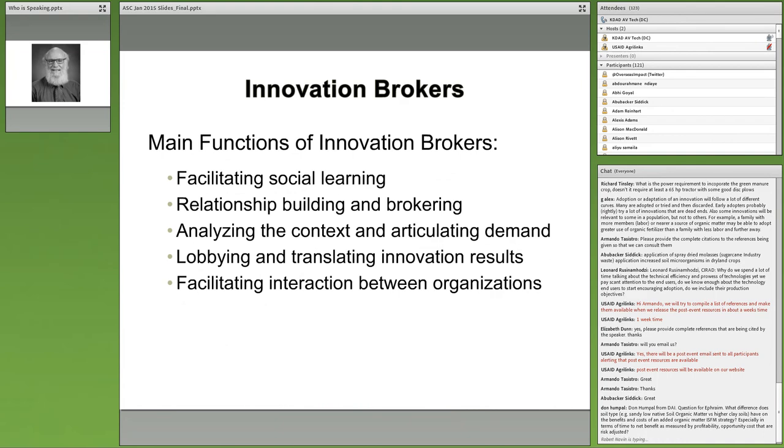Innovation brokers are needed to catalyze the process of innovation. A broker is an individual or an organization with a neutral role in the system who fosters collaboration. Innovation brokers are needed to listen, mediate, and coordinate various stakeholders. That is, to help translate, to help facilitate communication, to make communications competent.